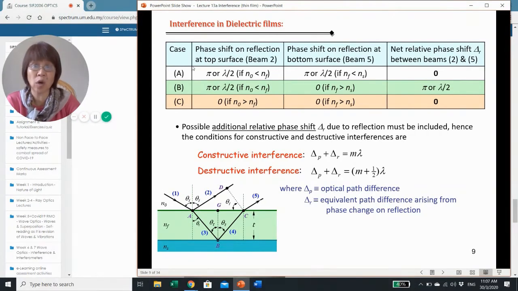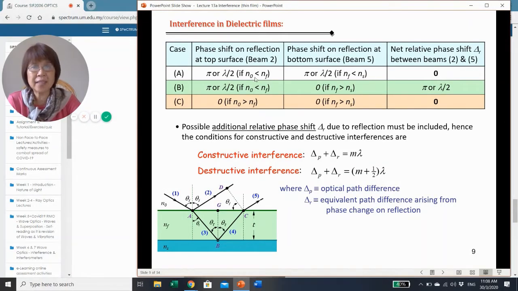Looking at the phase shift that will occur at the top surface, that's of beam 2, what would the phase shift be for beam 5, and what will be the net relative phase shift between beam 2 and beam 5? Now, there would be a pi shift if N0 is less than NF. So that introduces a pi, or a half wavelength. And if NF is less than NS, there will also be a pi shift, which means that this would not be internal reflection, but an external reflection. Then in that case, both of them undergo phase shift. So the relative phase shift between the two of them will be 0.